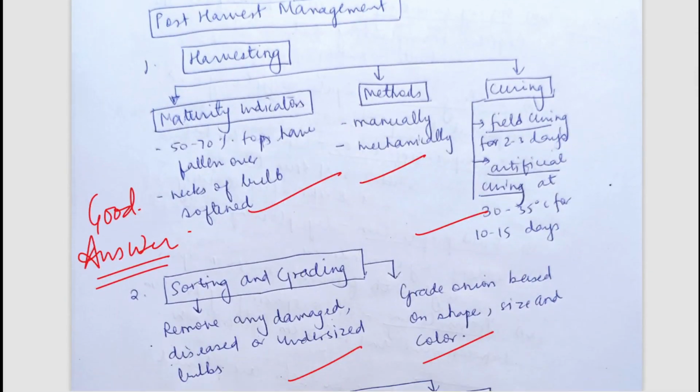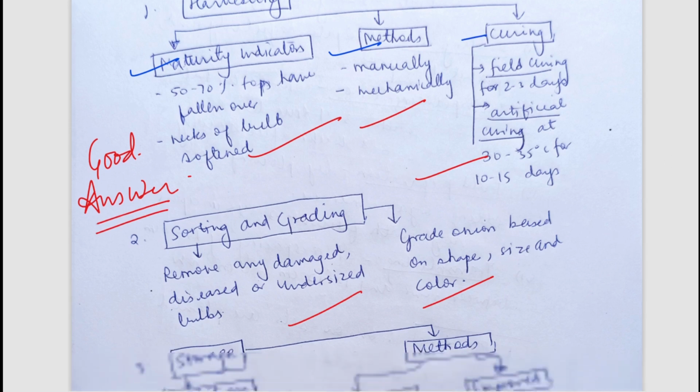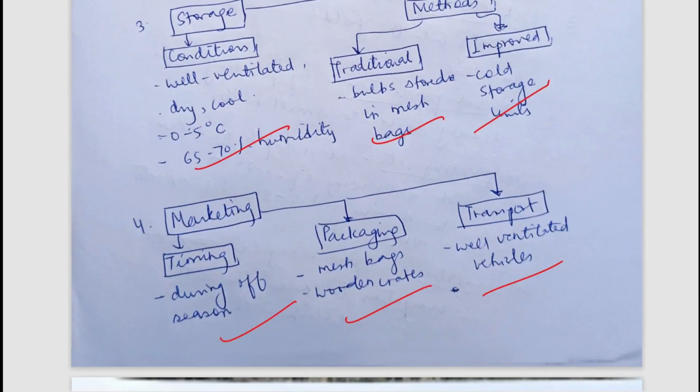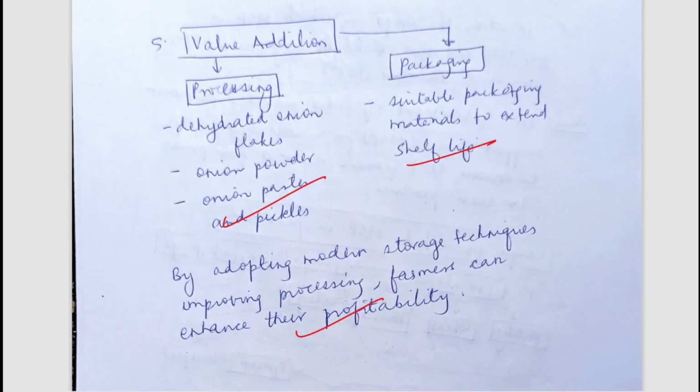And the post harvest management has also been mentioned, such as use of maturity indicators, methods used, curing, storage and grading. So, a well detailed answer. Marketing has also been mentioned, so you can pause and read it if you want to. Value addition has been mentioned.